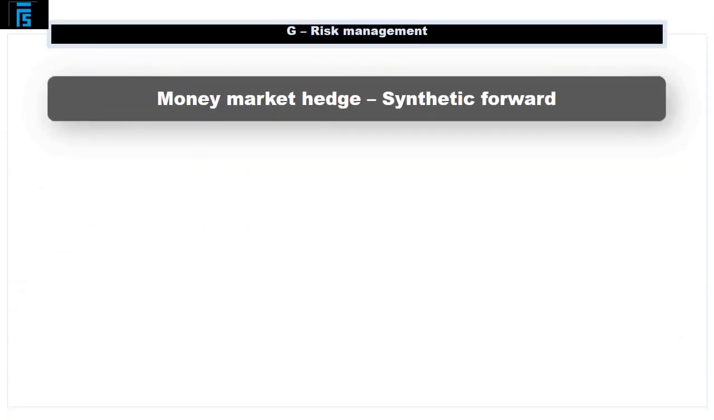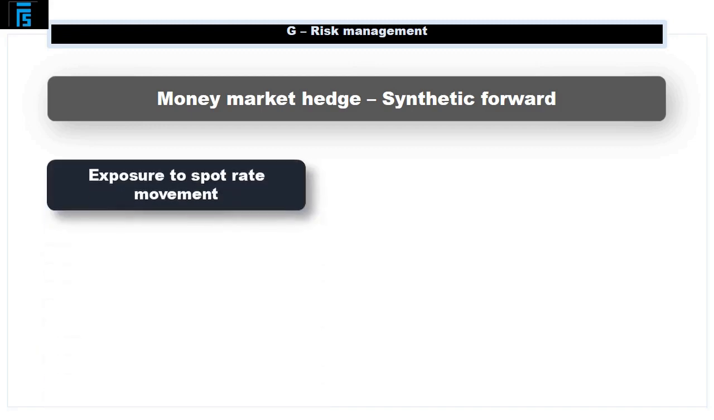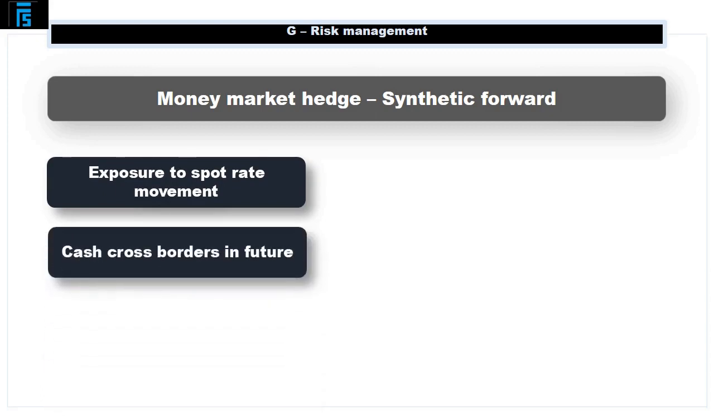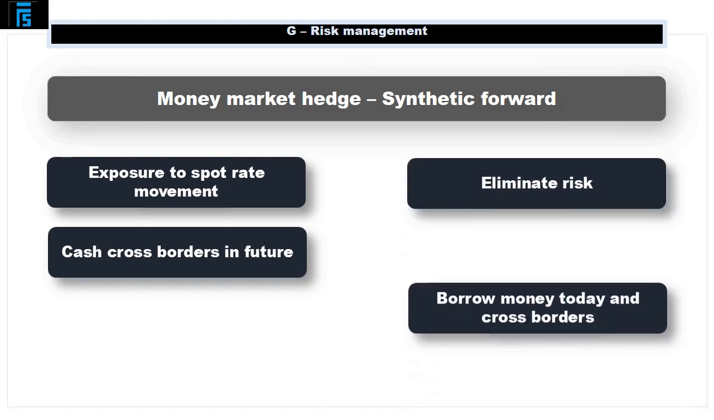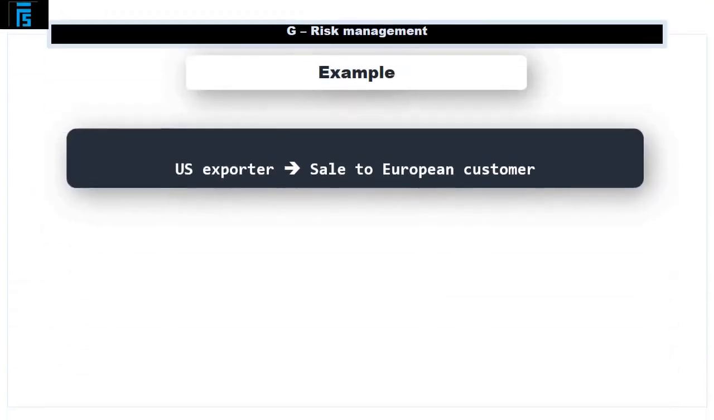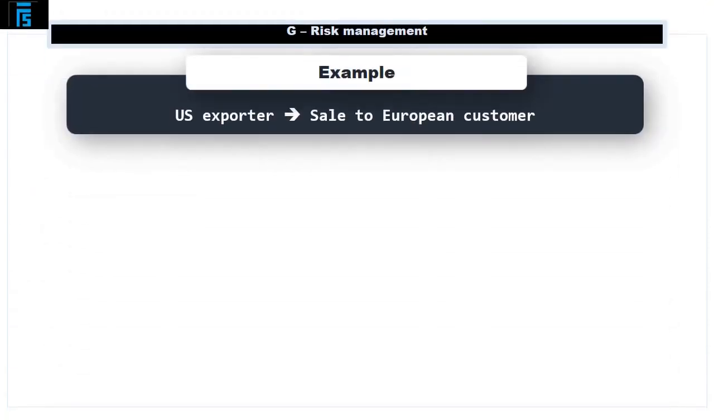Another external hedging technique is a money market hedge, sometimes known as a synthetic forward. The reason we're exposed to spot rate movements is that cash is going to cross borders at some point in the future as opposed to today. We can eliminate risk by borrowing the money now and crossing borders today instead. This is perhaps easiest to see by talking through an example.